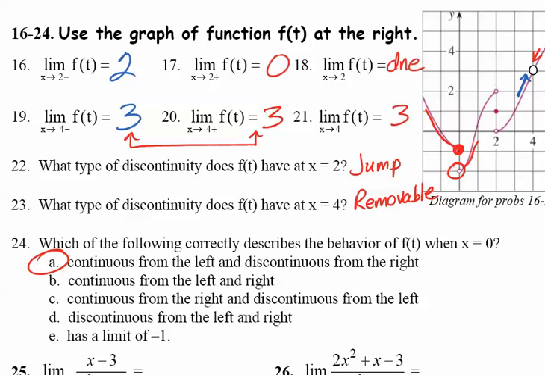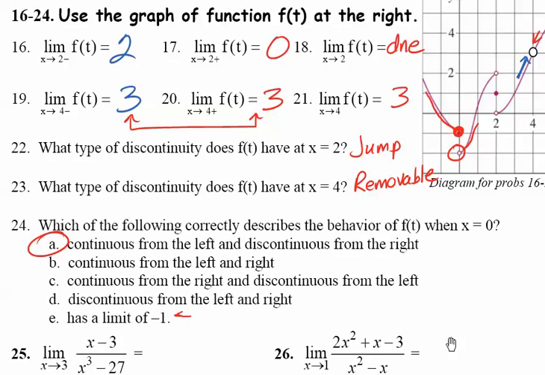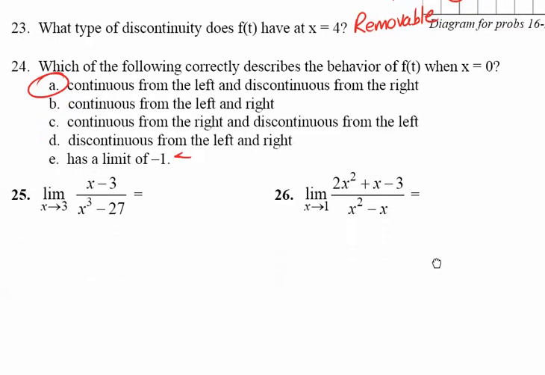We could check some of the others here. Does it have a limit of -1? No, of course it has no overall limit because the left and the right-hand limits do not agree.